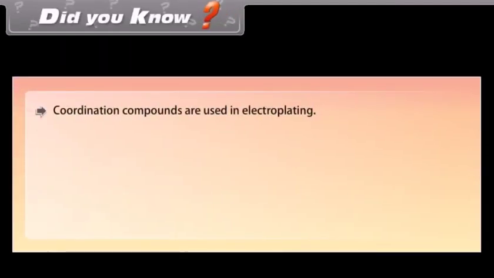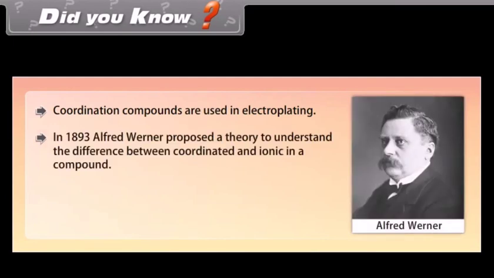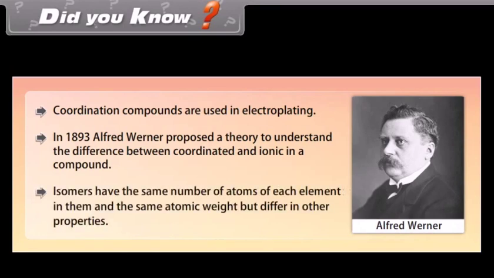Did you know? Coordination compounds are used in electroplating. In 1893, Alfred Werner proposed a theory to understand the difference between coordinated and ionic forms in a compound. Isomers have the same number of atoms of each element in them and the same atomic weight but differ in other properties.